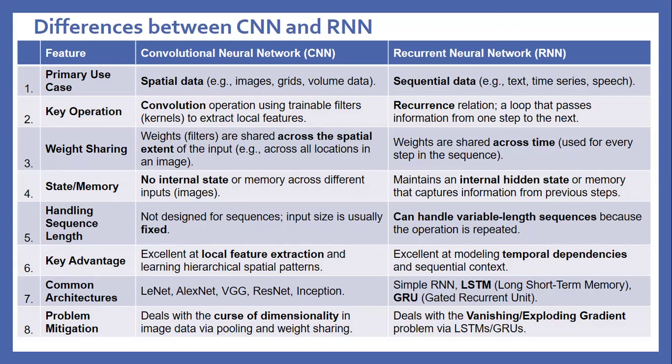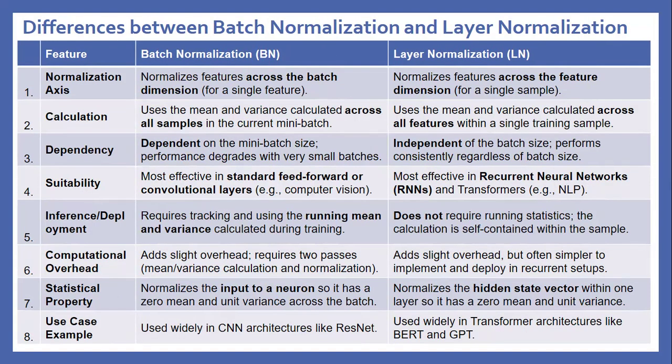Moving to the question: difference between batch normalization and layer normalization. Normalization axis: in batch normalization, normalize a feature across the batch dimension for a single feature. In layer normalization, normalize across the feature dimension for a single sample. In batch normalization, use the mean and variance calculated across all samples in the current mini batch. Layer normalization uses the mean and variance calculated across all features within a single training sample.